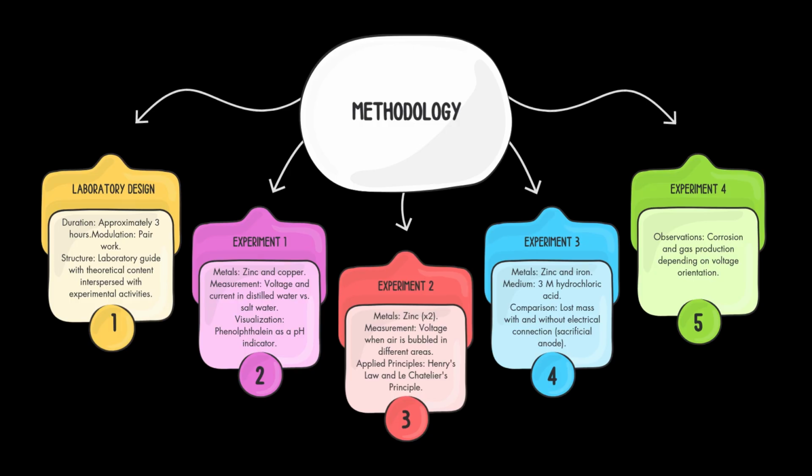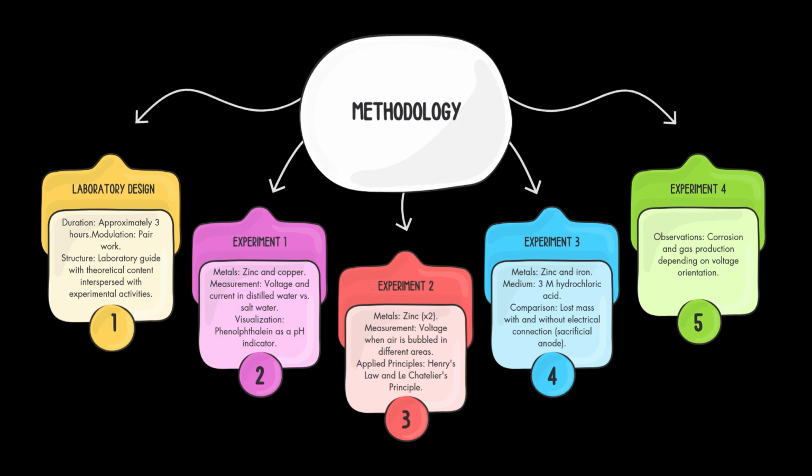The goal of this methodology is to help students better understand electrochemical concepts not just through calculations, but through hands-on visual experience using corrosion as the central phenomenon. To achieve this, a low-cost laboratory experiment was designed that can be completed in a single session of about 3 hours. Students work in pairs and use simple materials such as digital multimeters, nails, zinc strips, salt or acid solutions, and pH indicators like phenolphthalein.